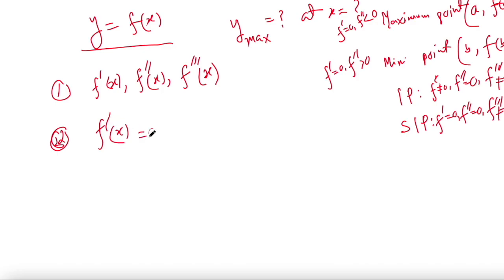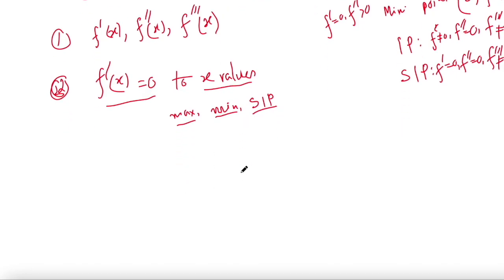To know the x values, or x coordinate, of the maximum point, minimum point, and stationary inflection point. By setting the first derivative equal to 0, the x values you will obtain will be the x coordinate of either the maximum point or minimum point or SIP or all of them.